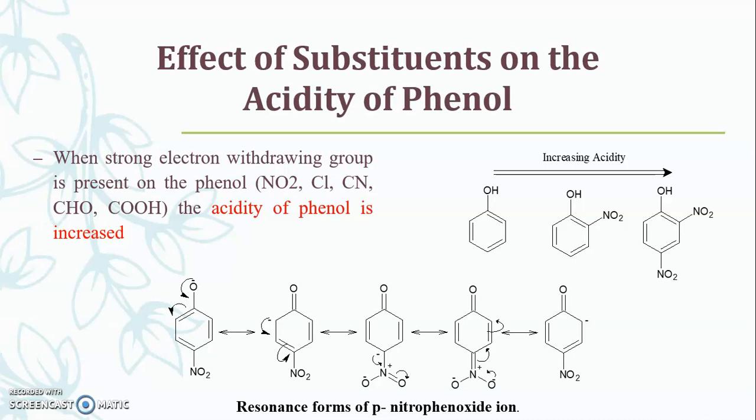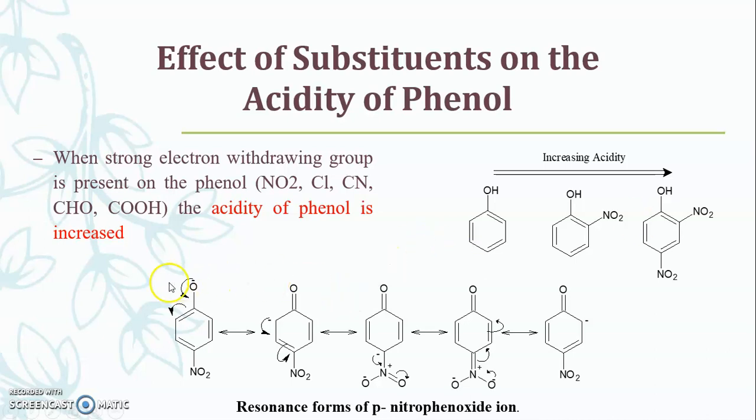So here, if we increase the electron withdrawing groups present on this phenol, the ability of that particular oxygen to hold the hydrogen atom decreases, and due to which these particular compounds act as more stronger acids.